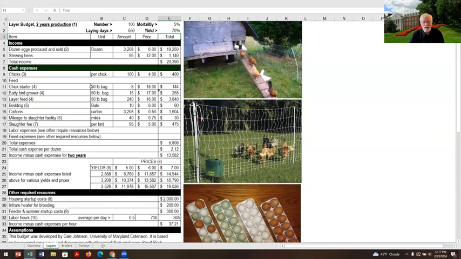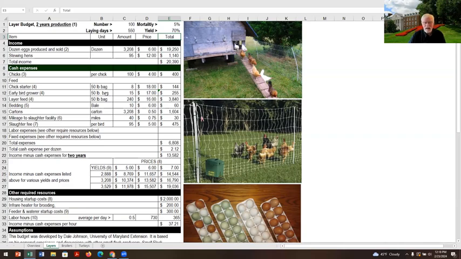Now we get down into the feed, and of course, feed is the big cost. In any livestock operation, feed's the big cost. And this defines your production system too. If I'm going to have organic chickens, organic eggs, these costs are going to go up dramatically. Okay. And if you're going to have organic eggs, your price better go up too. So it's all tied in together.